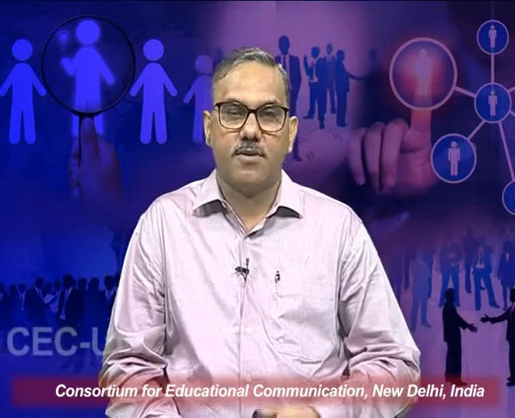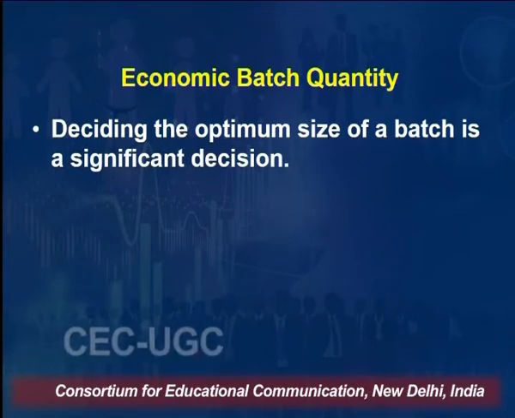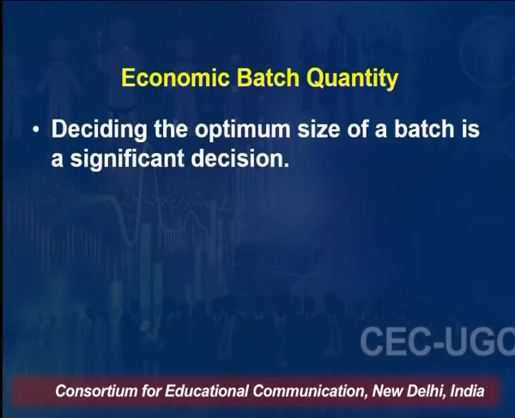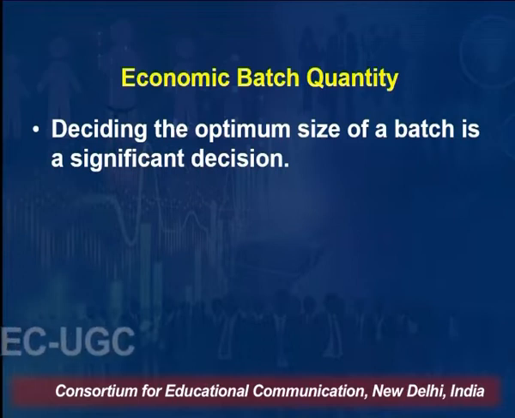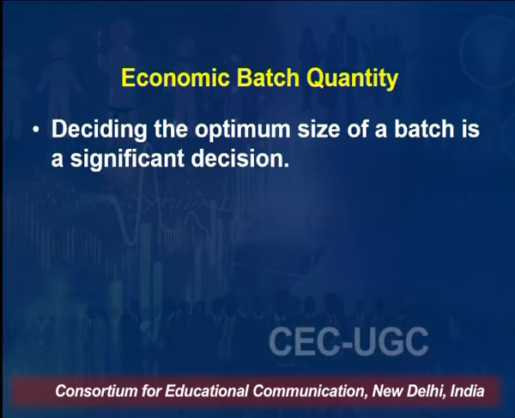Economic batch quantity, the term itself sounds very attractive. We knew the economic order quantity, but what is the economic batch quantity? Here we have to decide the optimum size of a batch. So we wish to know what should be the minimum size of a batch which is giving me the optimum cost. So we have to decide the optimum size of a batch, and that is basically a significant decision.